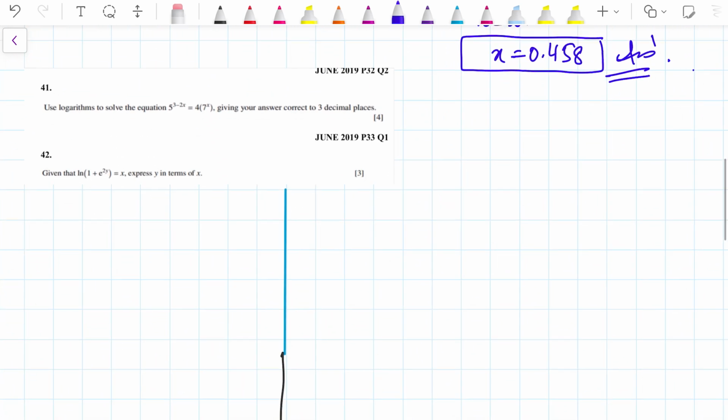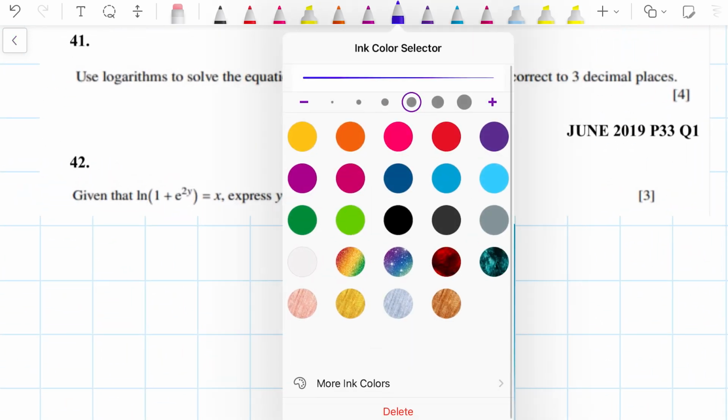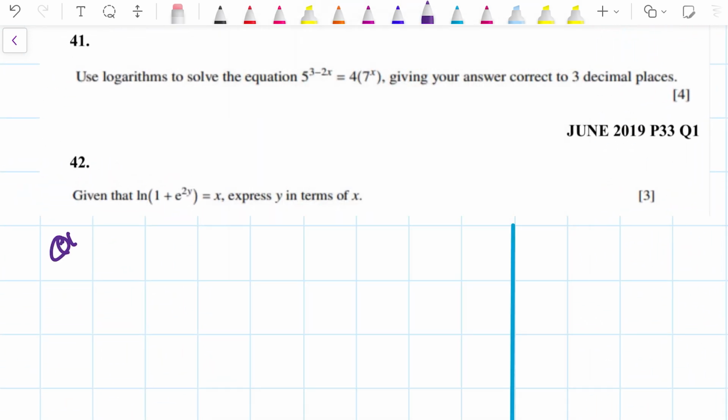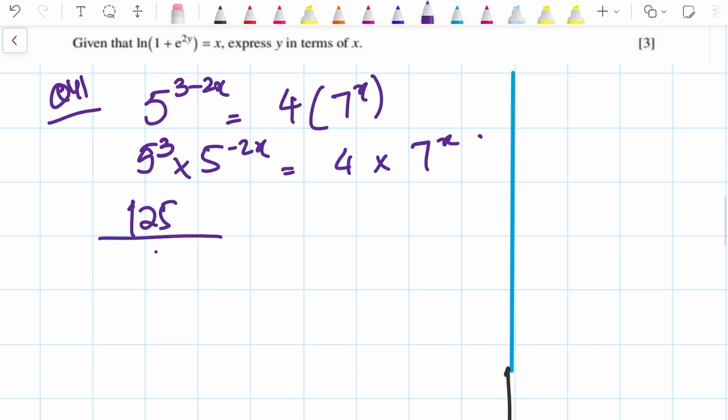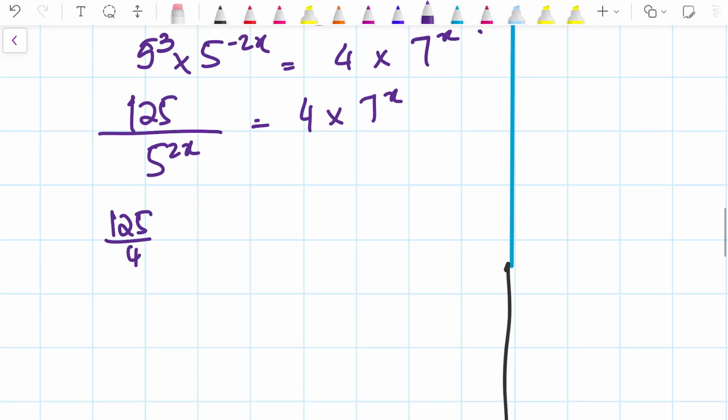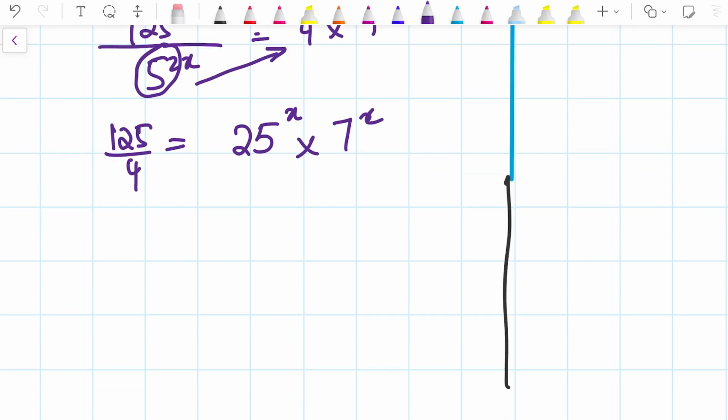Next question. Use logs to solve the equation. All right, so let's break the indices first. Five power 3 into 5 power minus 2x equals 4 into 7 power x. 125 divided by 5 power 2x equals 4 into 7 power x. 125 divided by 4 equals, what is 5 squared? 25. And I'm taking it to the other side. 25 into 7 is 175 to the power x. 125 divided by 4 is 31.25.